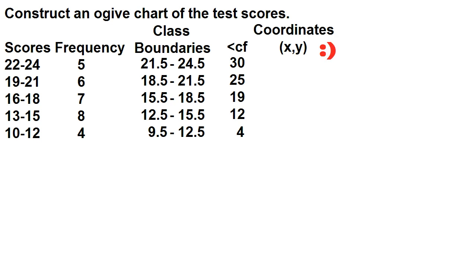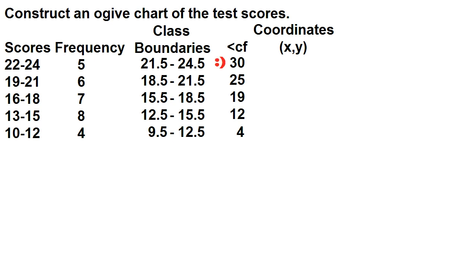Let's add another column for the x and y coordinates. The x coordinates, or the values of x, are the upper class boundaries and the lower boundary of the lowest class interval. And the y coordinates are the values in the less than cumulative frequency.